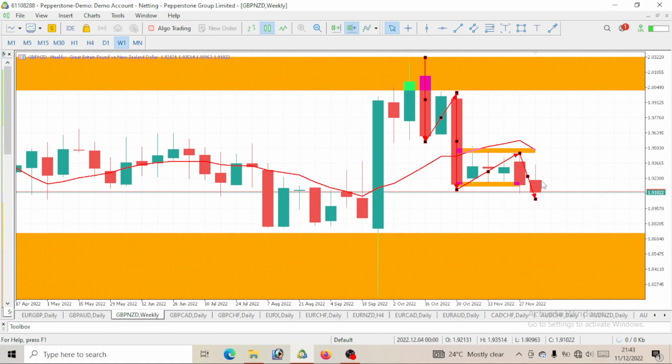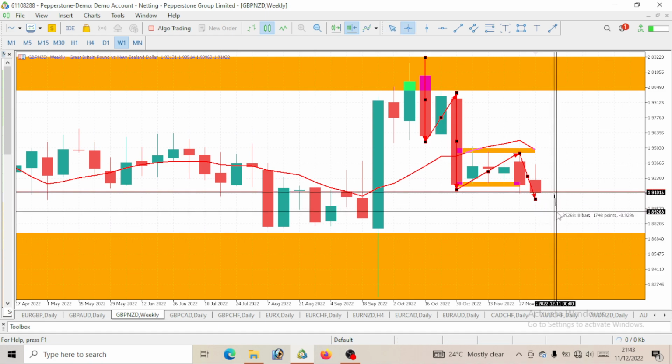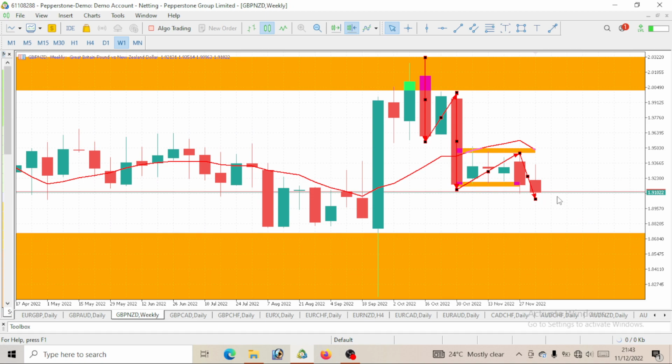So last week, we actually opened and closed bearish. The week that just finished, we actually opened and closed bearish. Now, this week that you are predicting for, we would also expect our price for this week to open and close bearish.